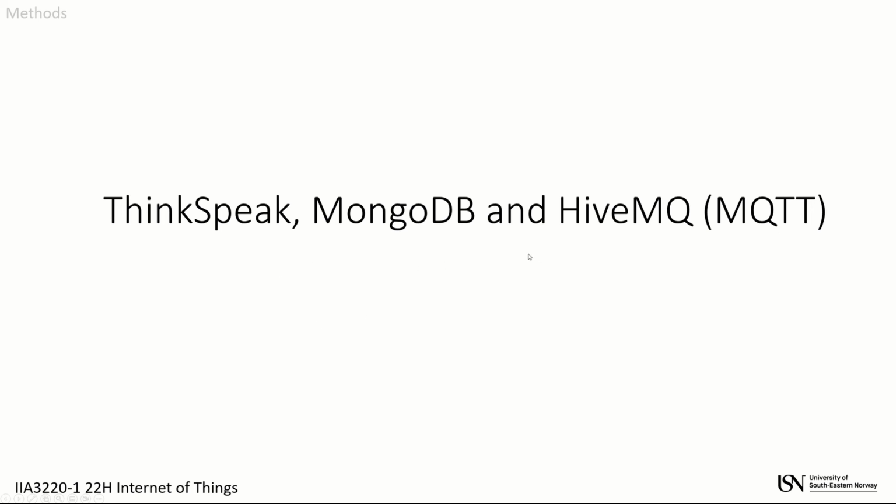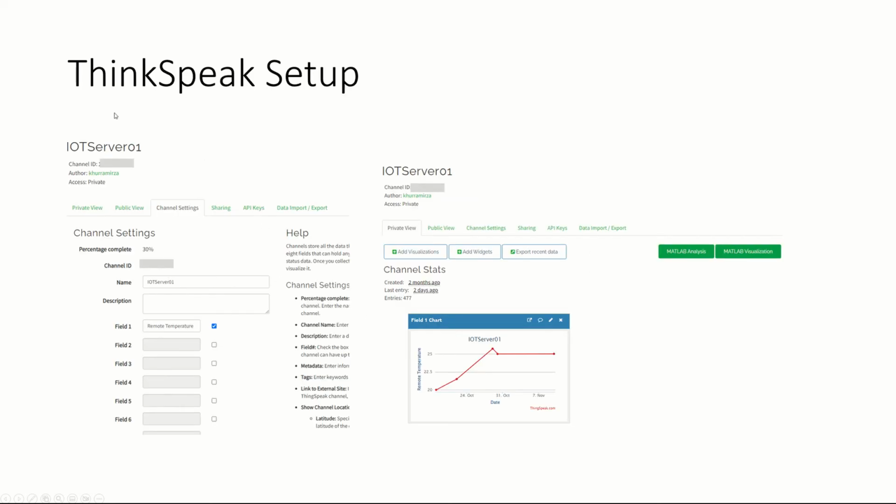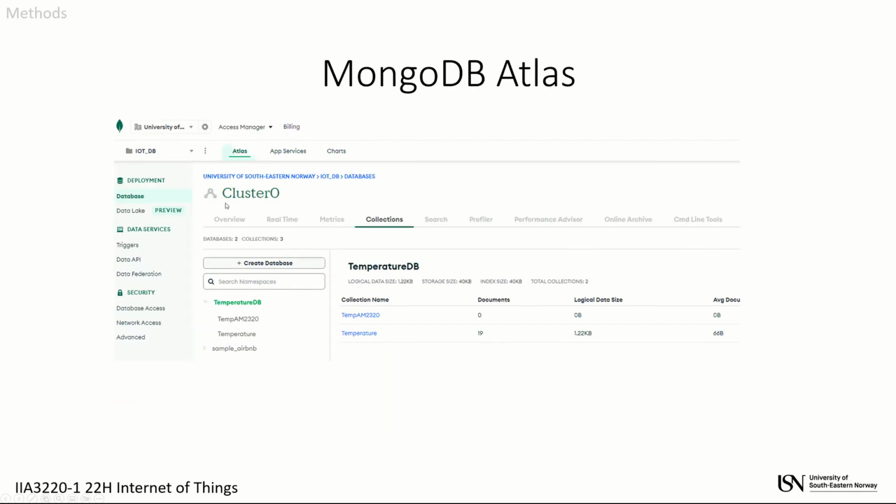A little bit about ThingSpeak, MongoDB, and the MQTT broker. ThingSpeak is an IoT service, and a channel can be set up in ThingSpeak. After setting up your account, you use your channel ID and write API key to write your data to the IoT server or field. We are writing our remote temperature to our ThingSpeak field. Then MongoDB Atlas.